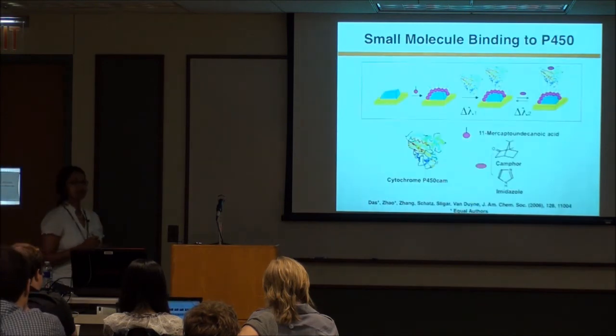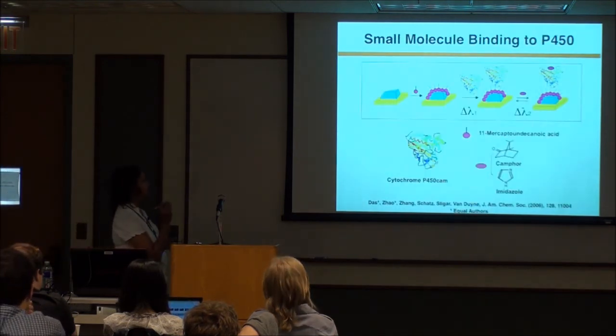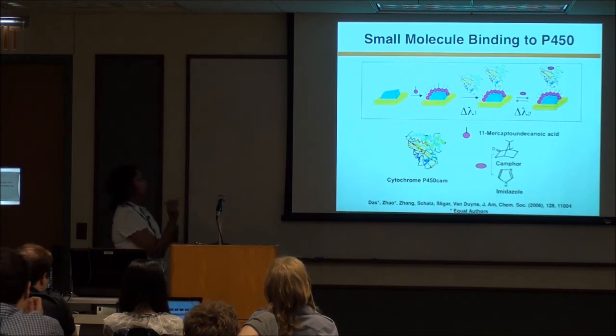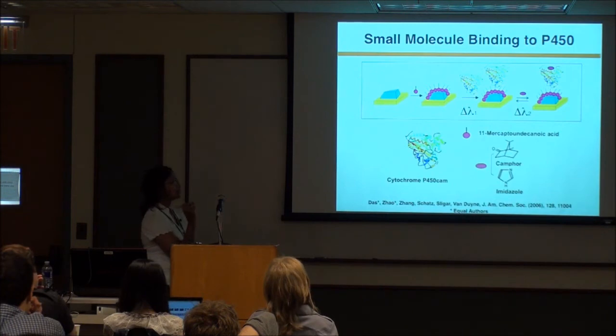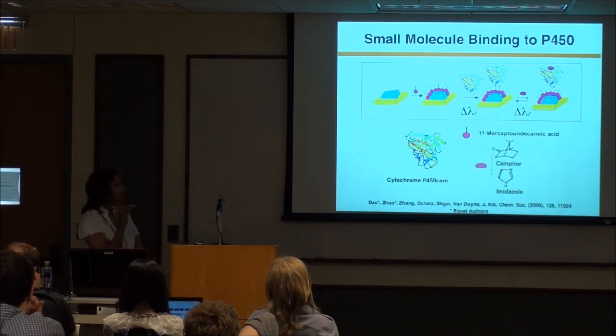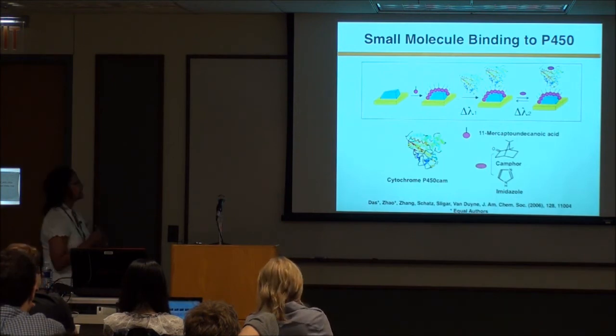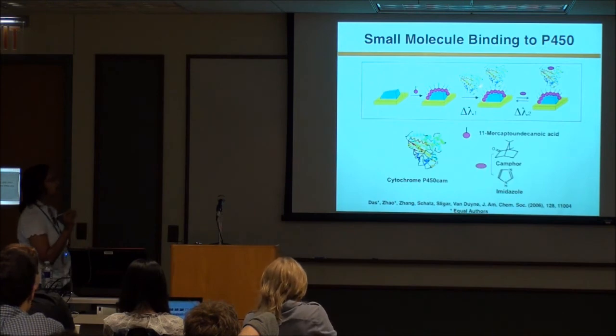So that's what we did. We took the silver nanotriangles. We modified the surface with 11-mercaptoundecanoic acid, and we varied the ratio of 11-mercaptoundecanoic acid and kept some without any acid group at the end so that we can control the number of proteins on the surface. And then we EDC coupled the protein.